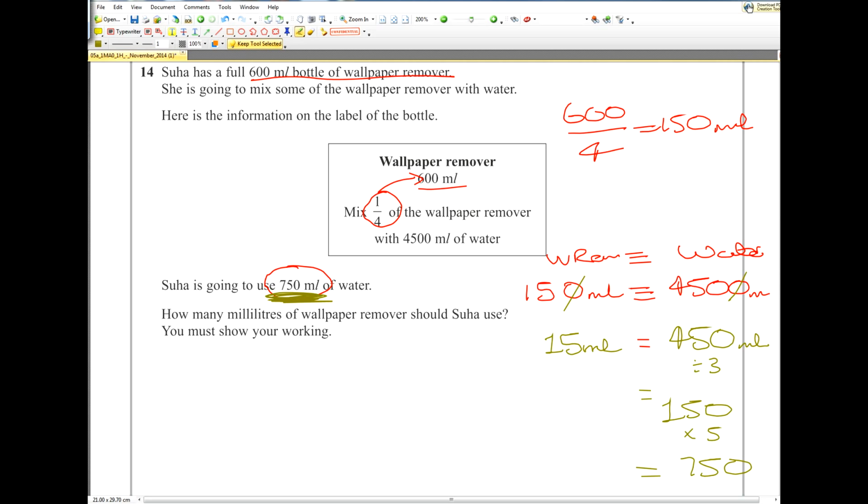So it's direct proportion. Whatever I've done on the right, I must now duplicate on the left. So 15 divided by 3 is 5. 5 times 5 is 25. So it says how many milliliters of wallpaper remover should you use? And the answer is 25 milliliters.